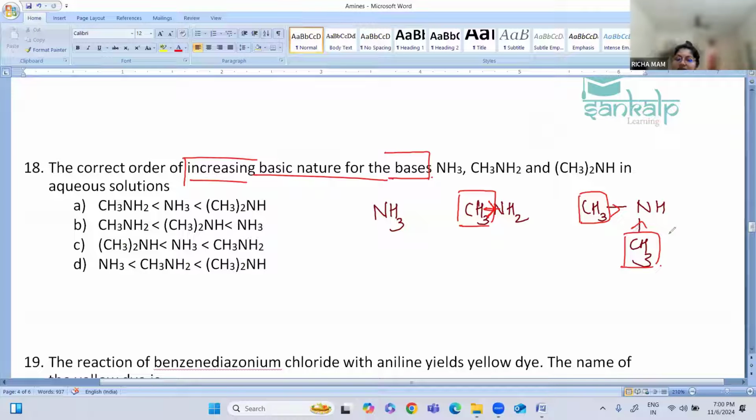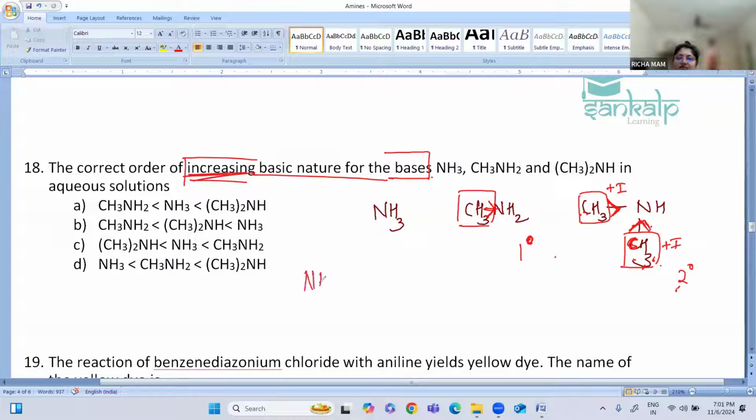These are the secondary amines, these are primary amines. In secondary amines, two methyl groups are there, so the electron donating power is more. So the basic character will increase. This will show plus I effect because methyl groups are electron donating groups. So secondary is greater than primary, but they have asked the increasing order.